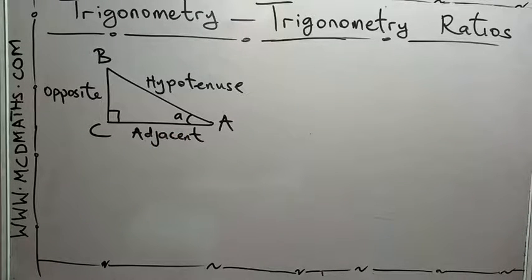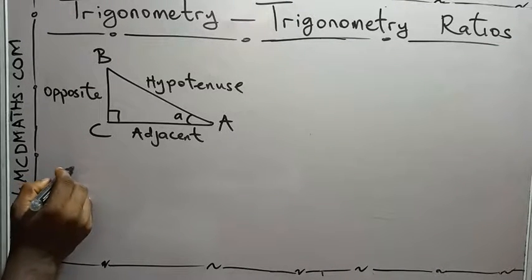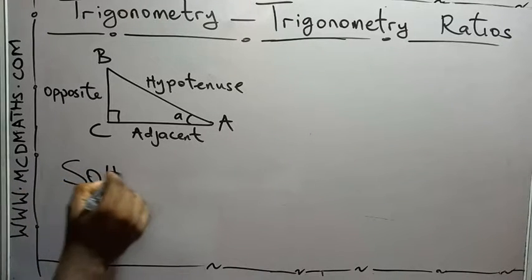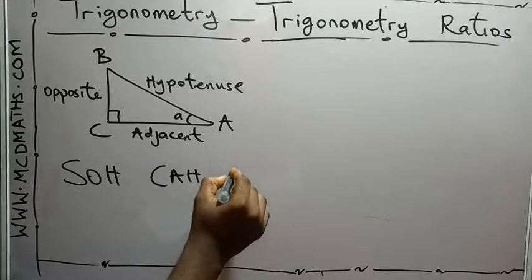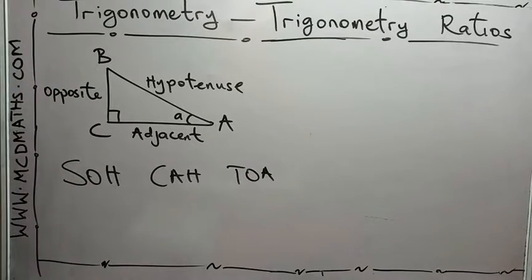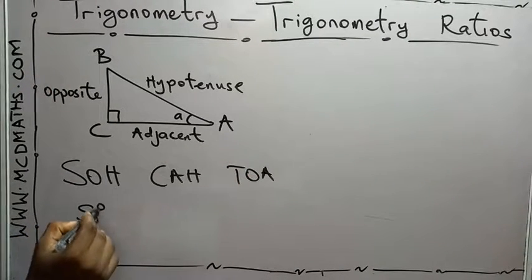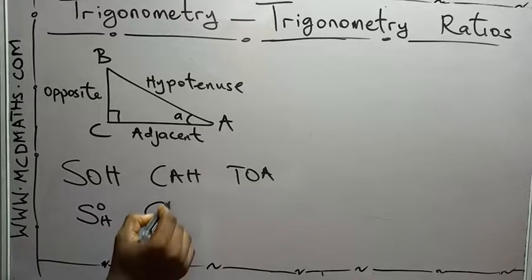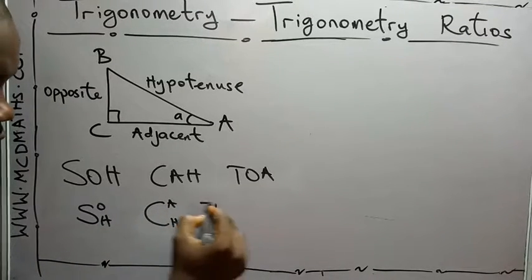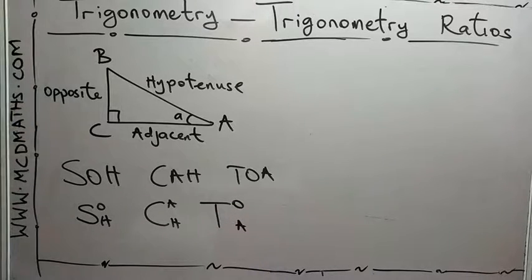Now the next is we want to quickly deal with the trigonometric ratios. There's an acronym which a lot of students are used to, and that is called SOHCAHTOA. You could put it this way: SOHCAHTOA. This is the acronym for the trigonometric ratios. Now, what does it mean? Let's explain.